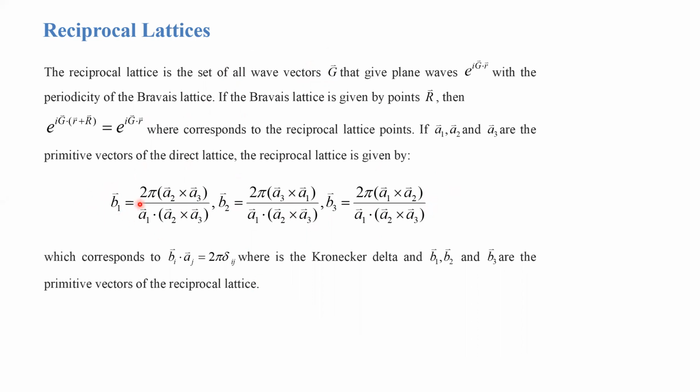B1 is 2 pi times A2 vector cross product with A3 vector, in the parentheses, divided by the volume that has the lengths A1, A2, and A3. This forms the unit cell. So this is A1 vector dot A2 cross A3. This is just the volume of the cell. The way to remember is 1, 2, 3. Again, this is B2. B2 is going to be 3, 1, right? 2, 3, 1. B3 is 1, 2. The denominator is the same, again the volume of the unit cell.